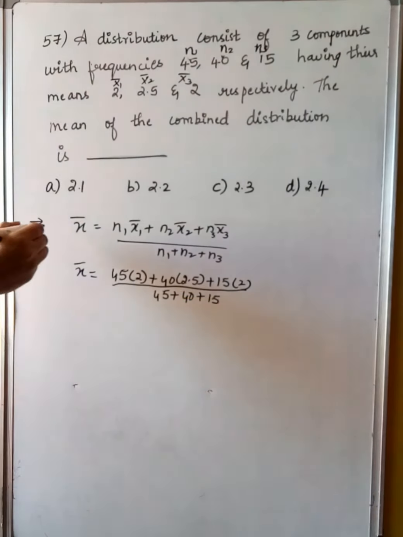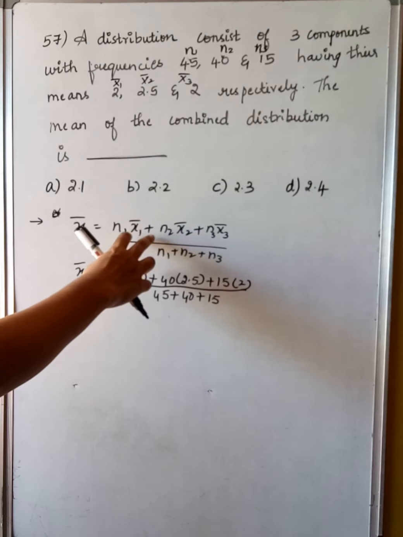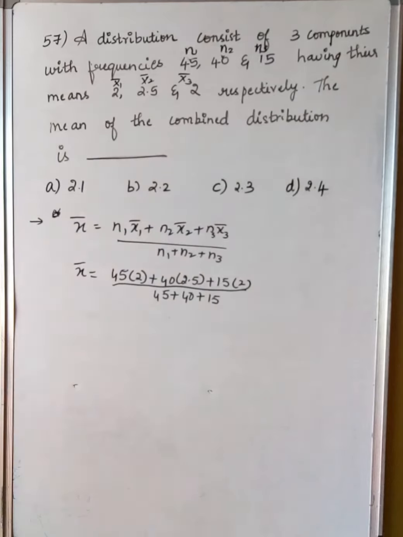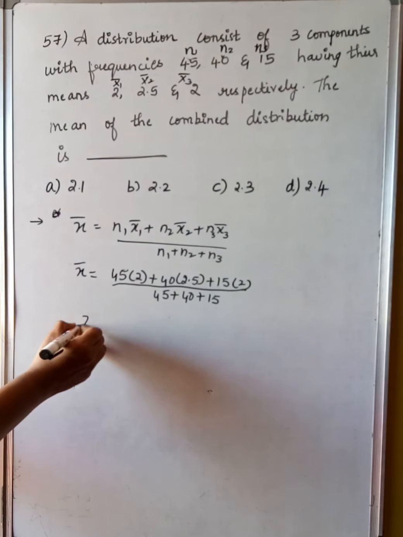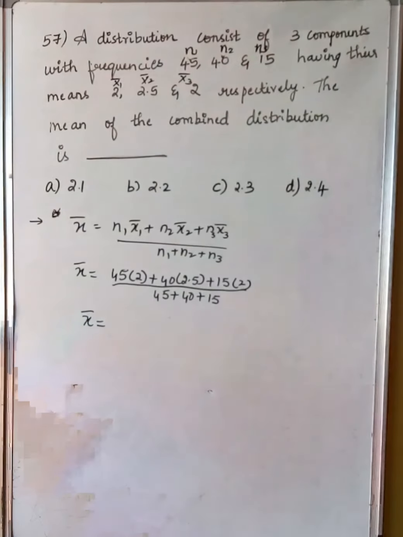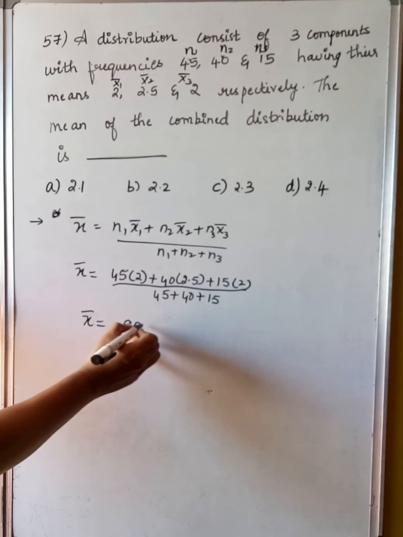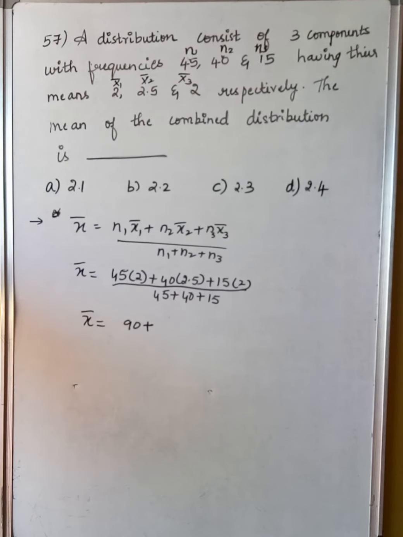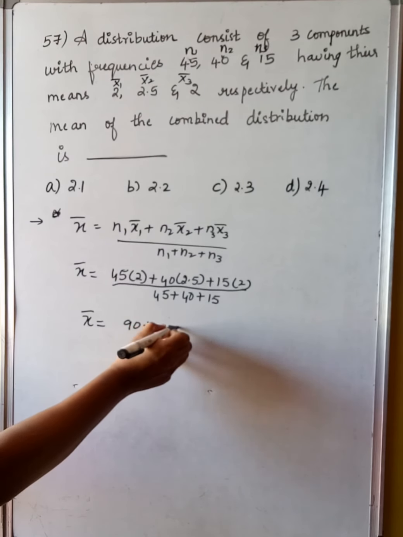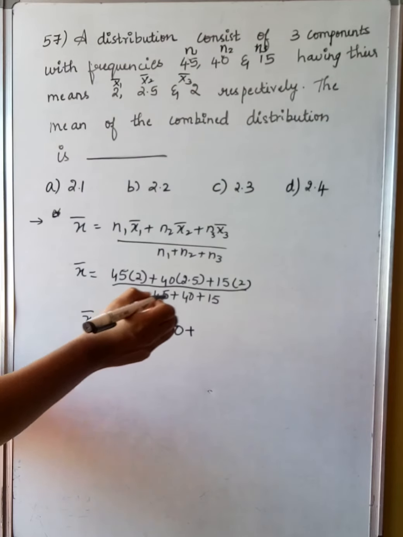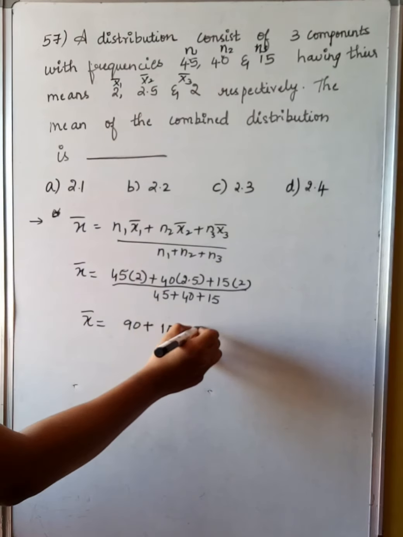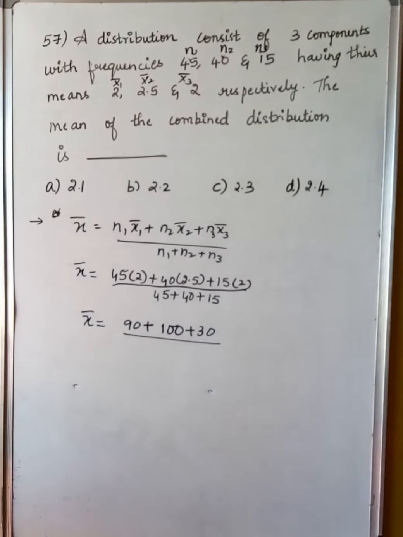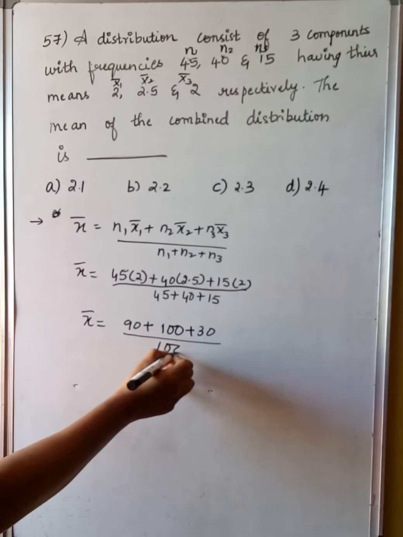The most important thing is you need to remember this formula. In the synopsis also I said, when frequencies are given and two means are given, directly you'll be using this formula. Even when three components are given, you'll be using this formula. Now when I simplify, X bar is equal to 45 into 2, which is 90, plus 40 into 2.5, which is 100, plus 15 into 2, which is 30, whole divided by 45 plus 40 plus 15, which is 85 plus 15, giving 100.